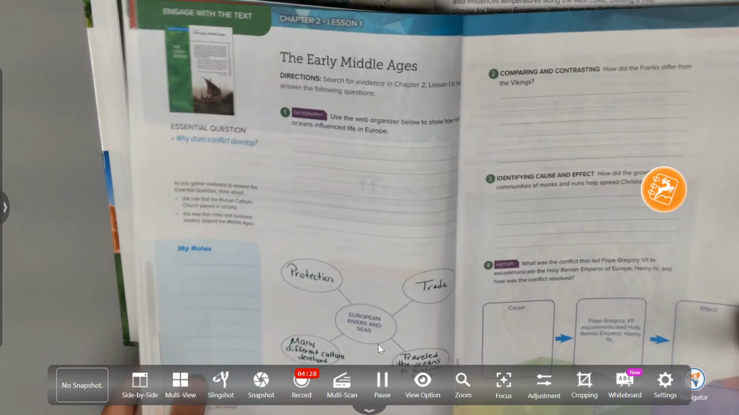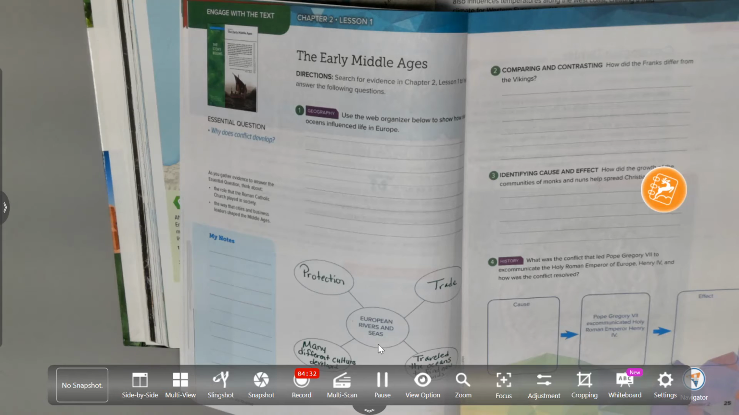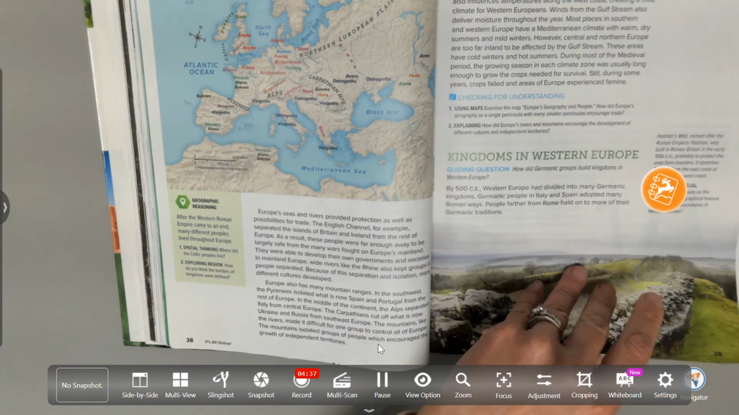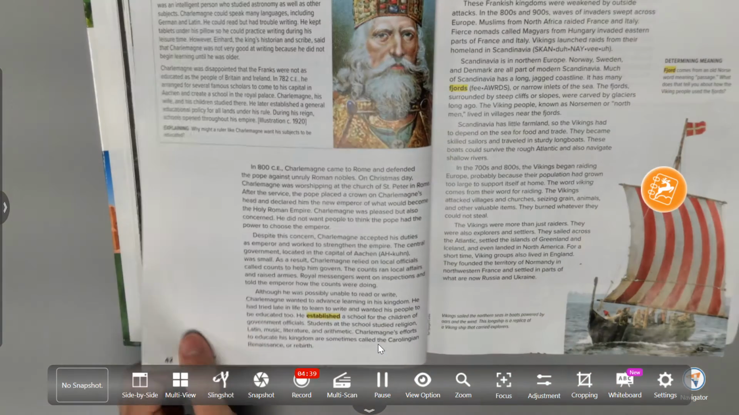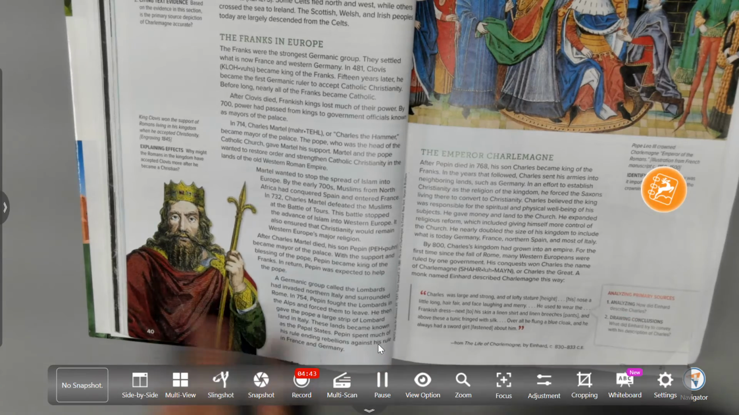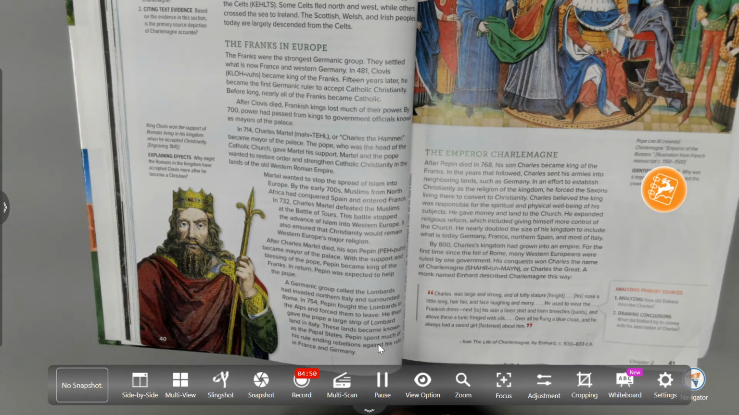Okay? Question number 2, how did the Franks differ from the Vikings? And if you look at page 43, let's go back to page 40. It says the Franks were the strongest Germanic group. They settled what is now France and Western Germany. So the Franks were a strong Germanic group. They settled in what is now France and Western Germany.